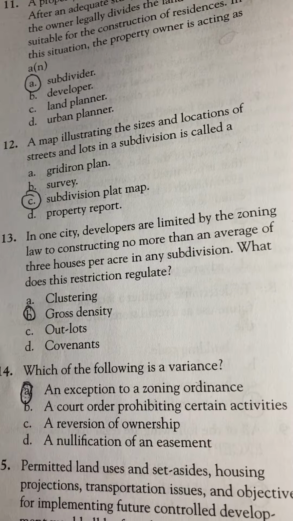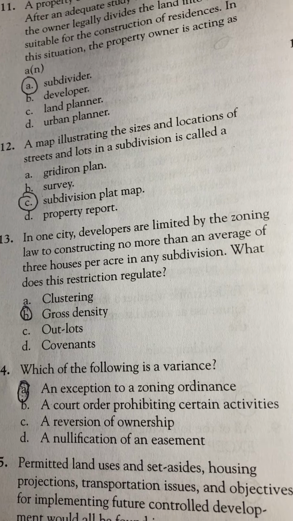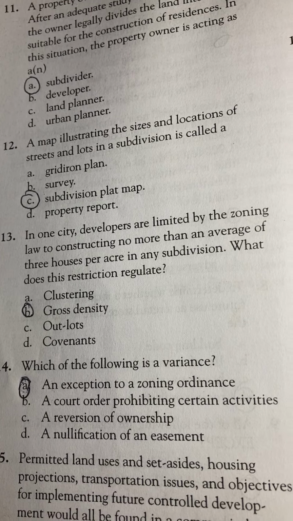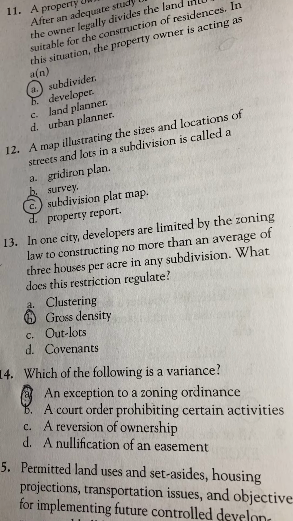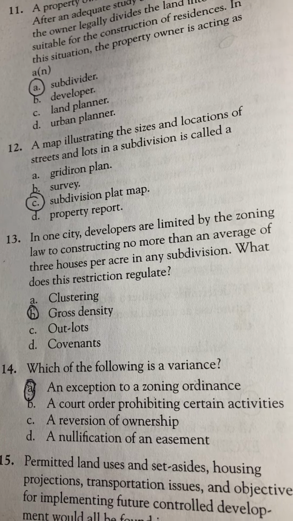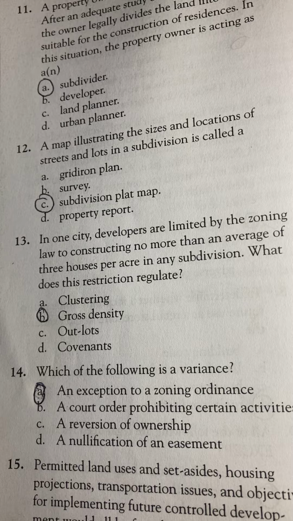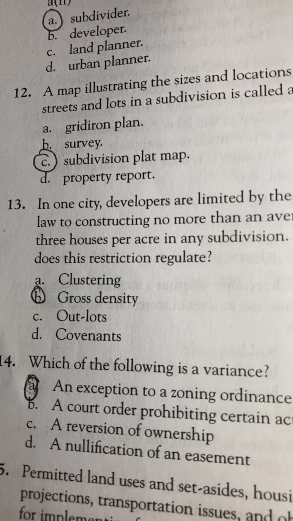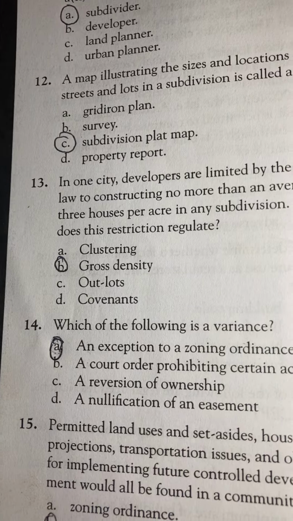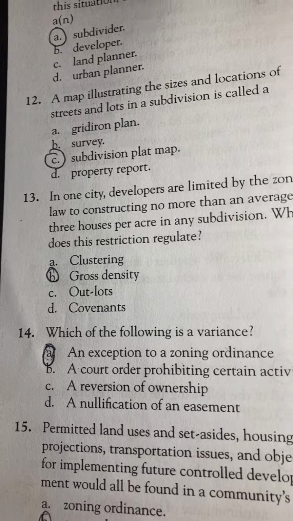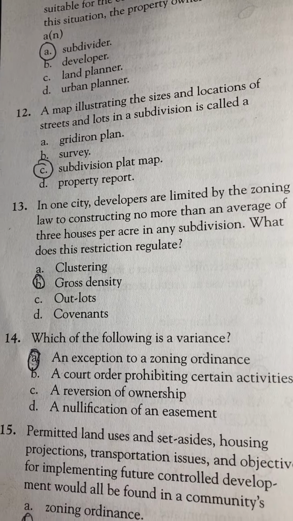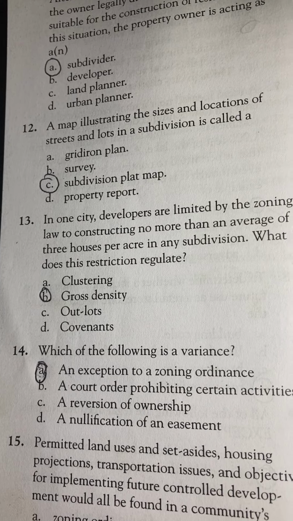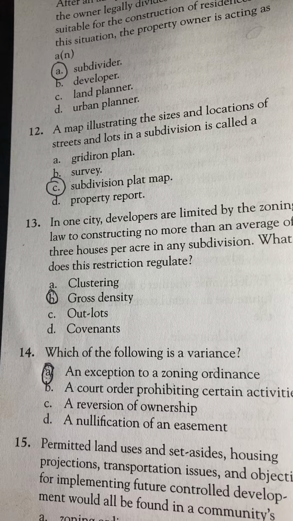Number 13. In one city, developers are limited by the zoning law to constructing no more than an average of 3 houses per acre in any subdivision. What does this restriction regulate? A. Clustering, B. Gross density, C. Outlots, or D. Covenants. The answer is B. Gross density.